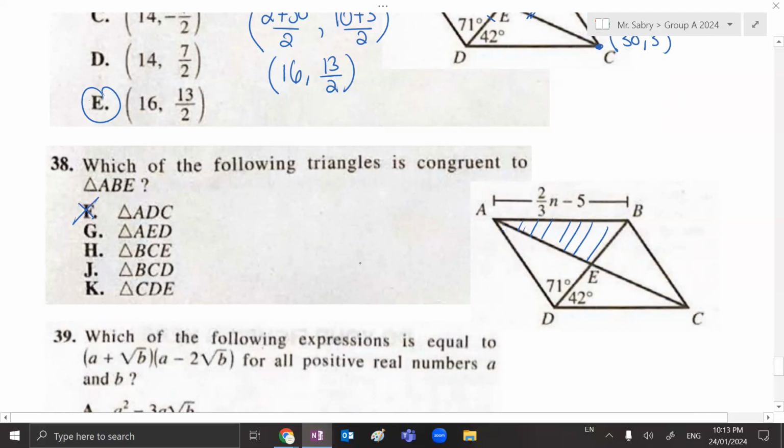I'll cross it off. AED. This one seems like maybe yes, maybe no, but officially it's not, because I'm not sure if this side and this side are equal. If they were equal, I would say it's exactly the same triangle, but I'm not sure if they are. So I leave that for now. BCE has the same issue, where I'm not sure if this side is equal to that one.